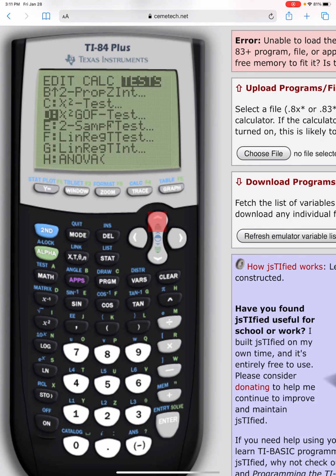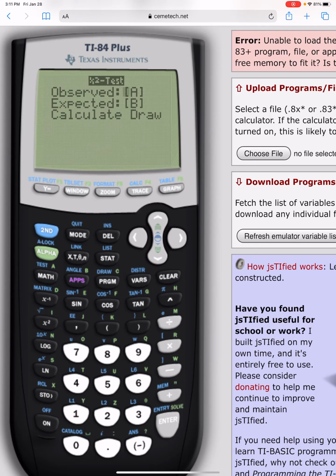And now I can finally get to this chi-squared test. Remember, my observed was in A, my expected is in B. You may notice they did not ask us for degrees of freedom, because when you put the data in this way, it can figure out the degrees of freedom for you. I will tell you the formula: you take the number of rows, subtract 1, take the number of columns, subtract 1, and multiply those together. Again, you don't need to do it by hand though.